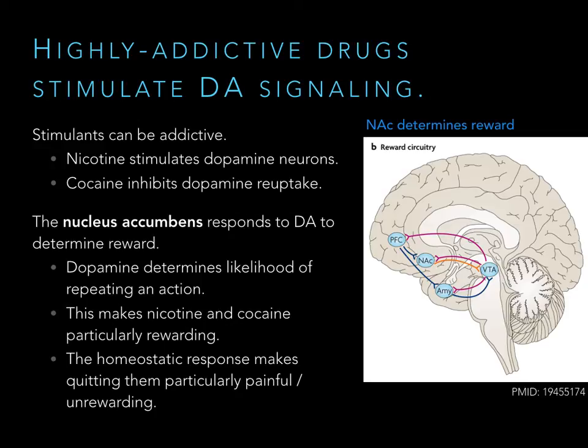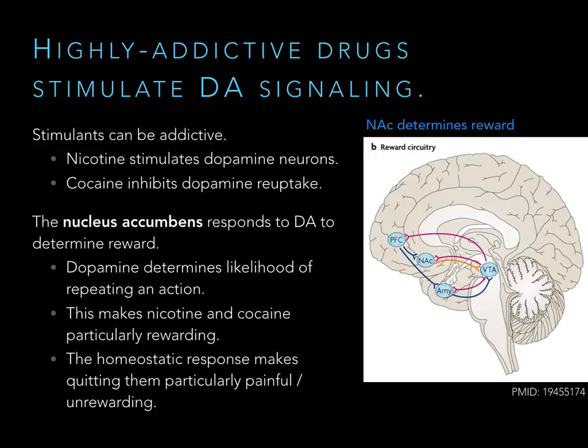Cocaine, on the other hand, inhibits dopamine reuptake. So we release the same amount, but it stays around. So you say, man, cocaine is great. I love cocaine. I should do some more cocaine. And that's because dopamine is acting on this area called the nucleus accumbens to determine reward.